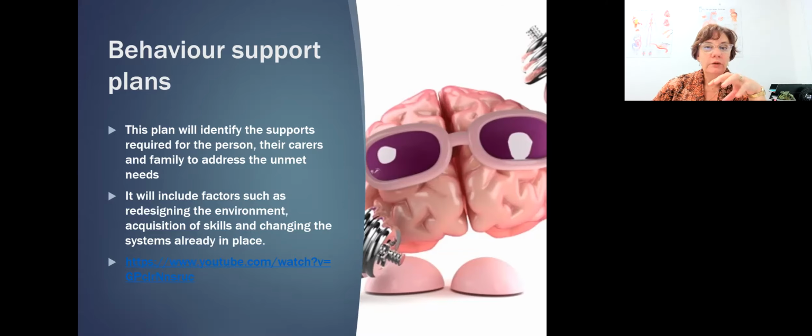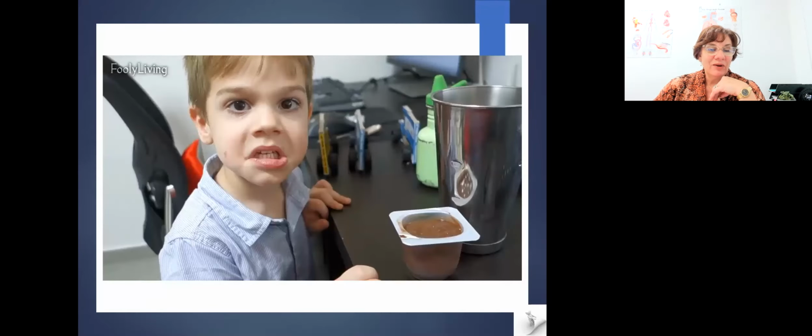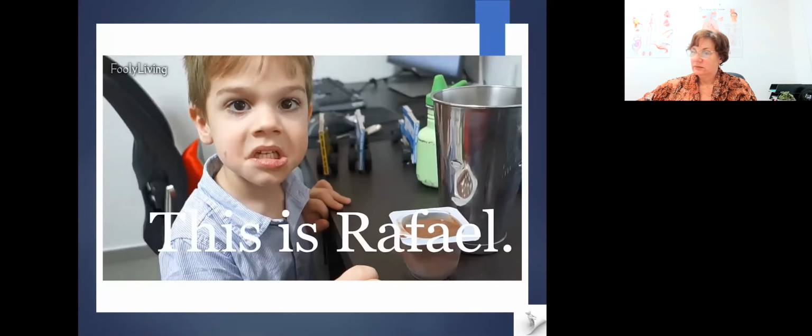So we draw up a behavior support plan, and in this plan we identify the needs of the person, because we say that most behaviors of concern come from an unmet need. So it will include factors in the environment, maybe something in the environment that needs changing, or we need to get some skill or change some system that's in place at the moment, so we can most benefit the person with the behavior. I have another little video of a little boy that's really good as well. This is Raphael. He's been diagnosed with OCD.